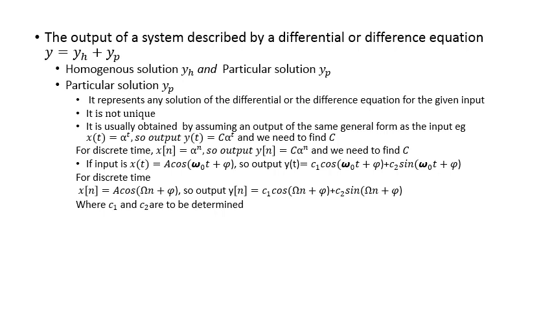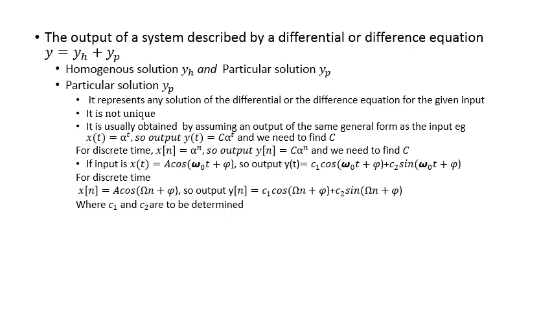If the input is sinusoidal, the output will consist of two parts: c1 cos(omega naught t plus phi) plus c2 sin(omega naught t plus phi). Similarly for the discrete time case.